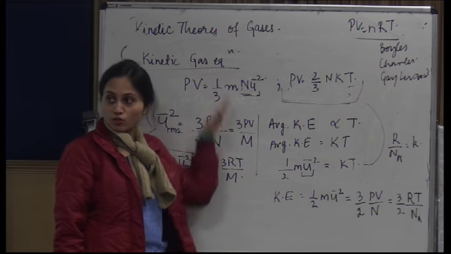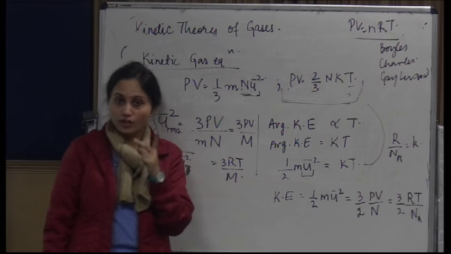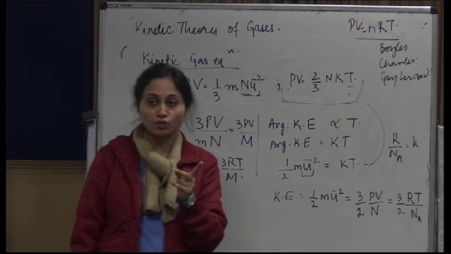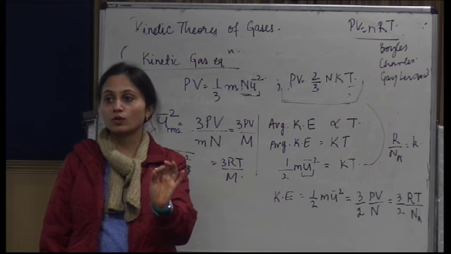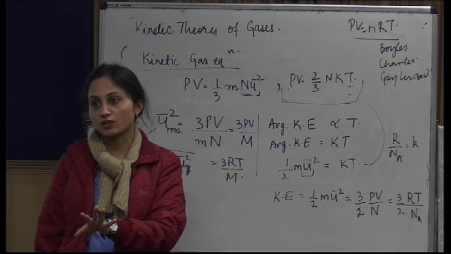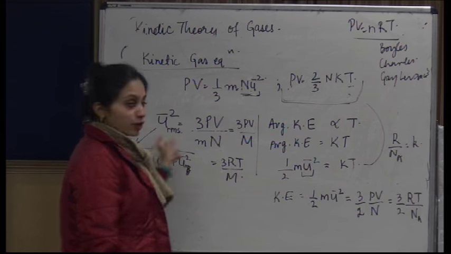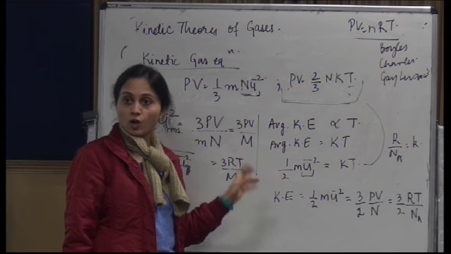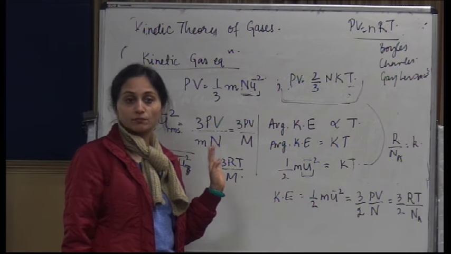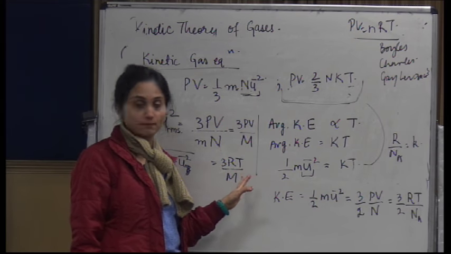Alright, this was one aspect that we have done. Two important expressions are to be remembered here. One, what is the kinetic gas equation? PV is equal to 1 by 3 mNu bar square. And what is your URMS? That is equal to the root of 3 RT by M or 3 PV by M. Please remember this root mean square speed.